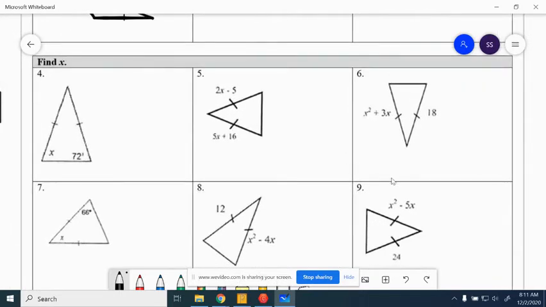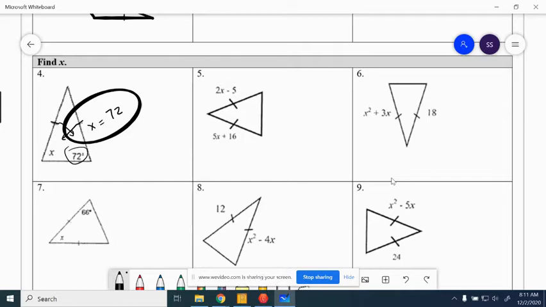4 through 9, we just need to solve for x. Some of these are super easy. If we recognize, like number 4, these markings mean that this is an isosceles triangle, and we know that if these sides are congruent, then these opposite angles are congruent. So if this is 72, so is x. Super easy.